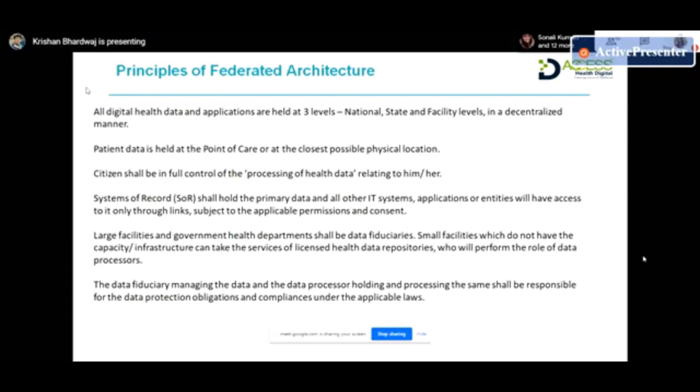My records are in the hospital databases. The pointers to that record, which is like a key to that locker, will be available to the person whom I want to share my data with, and using that key, he can access my record. So that is a very fundamental thing they are talking about in federated architecture.